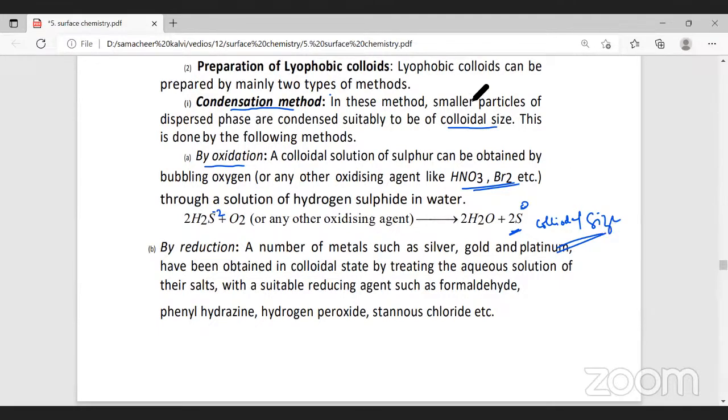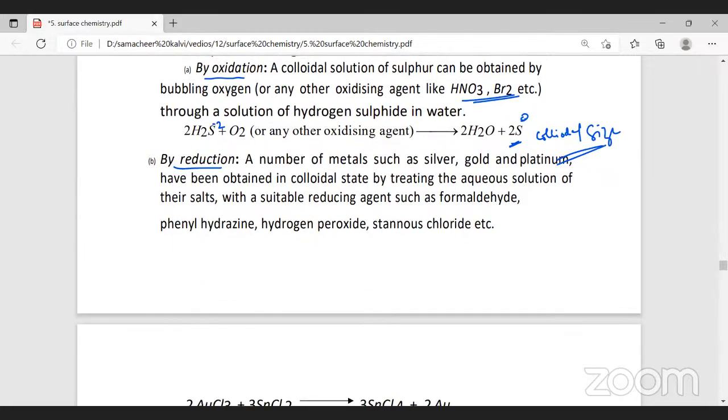A colloidal solution of sulfur can be obtained by bubbling oxygen through a solution of hydrogen sulfide, or by allowing an oxidizing agent like nitric acid or bromine to react with hydrogen sulfide. The next one is by reduction. These all are condensation methods. A number of metals such as silver, gold, platinum have been obtained in colloidal state by treating the aqueous solution of the salt with a suitable reducing agent such as formaldehyde, phenylhydrazine, hydrogen peroxide, stannous chloride. So by reduction also we can prepare metal colloids.